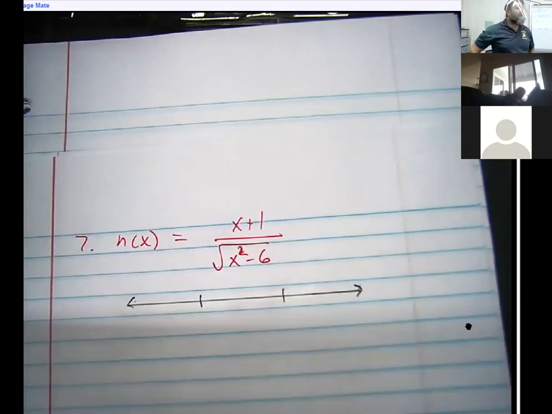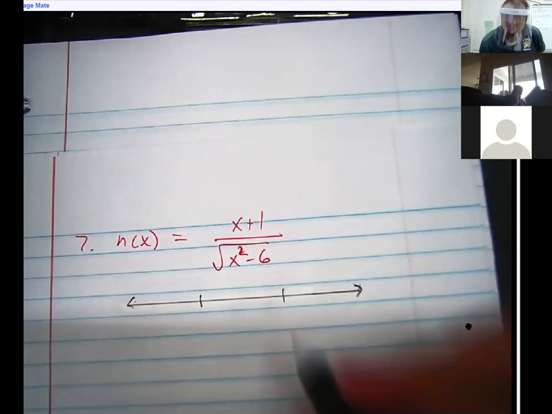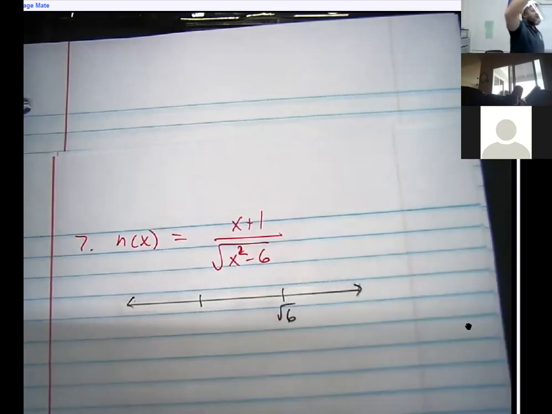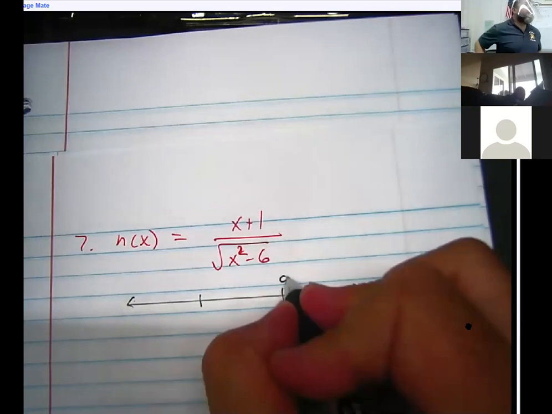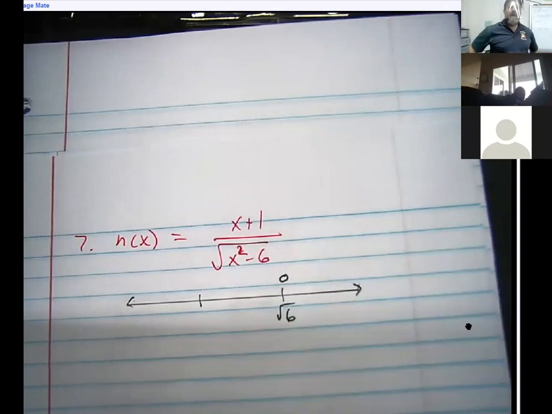Make a number line, and I want you to think about what values should go on your number line. Okay, what would make the bottom go to 0? Root 6. What happens if I plugged in root 6 and then I squared it, and then I subtracted 6? What would I get in the bottom? Wouldn't I get 0? Can I do that? So why am I going to put an open circle there? Because I can't touch it, right? Because what would happen if I did touch it? I'd be dividing by 0.